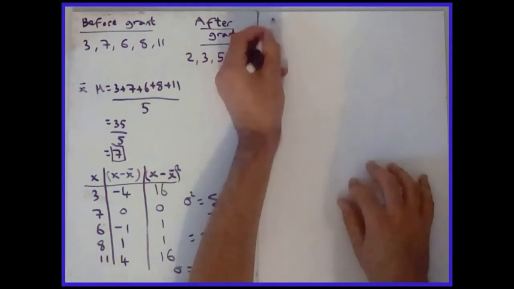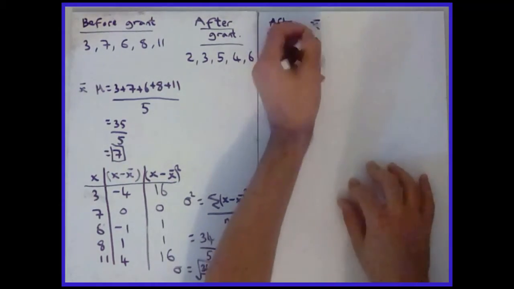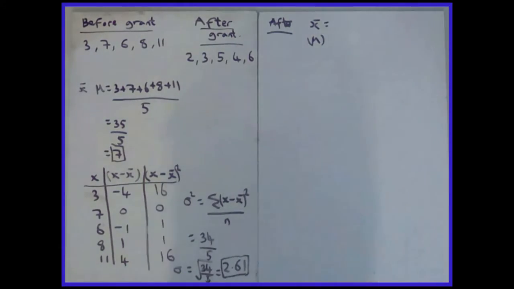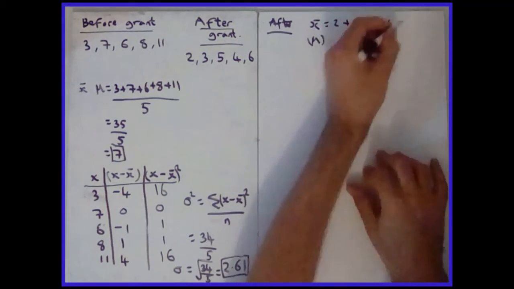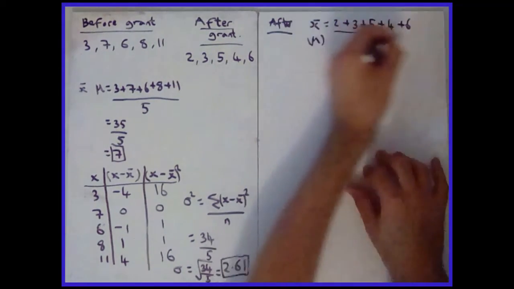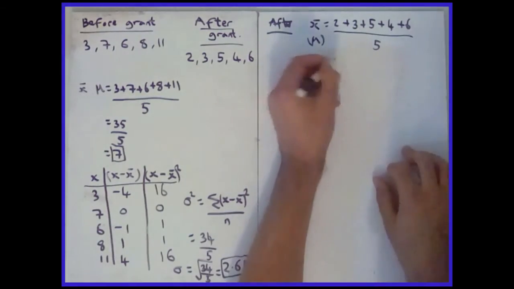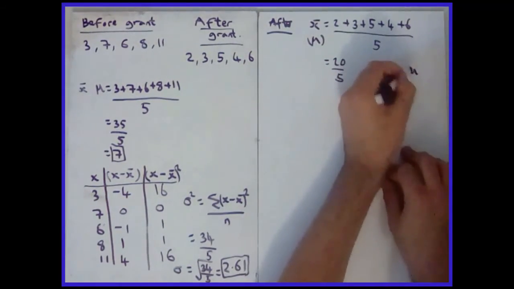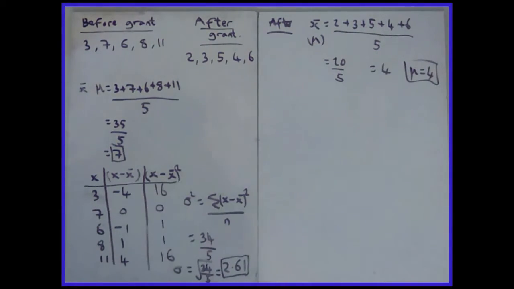So x bar, or mu, same thing, is going to be 2 plus 3 plus 5 plus 4 plus 6 plus 5 plus 4 plus 6 over 5, which is 5, 10, 20. 20 over 5 equals 4. So mu equals 4. Then we're going to do the mean of the squares minus the square of the mean.